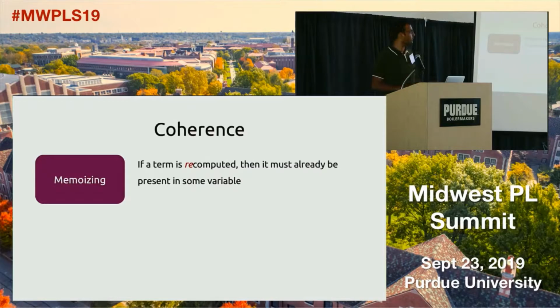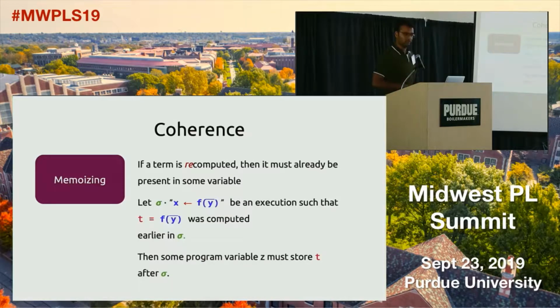Let's look at the formal definition of memoizing. It says the following. If you have a prefix of an execution of this form, sigma followed by this assignment x is assigned f of y, and let's say the term f of y is t, and it was computed earlier in sigma, then it must be the case that there is some other variable z which holds the same value at the end of sigma. Now, you can have equality assumptions, so you have to relax this definition and account for equivalences of terms. So in general, it is the following. If the term t has been computed before modulo equivalences, then there is some variable that contains the same term modulo equivalences.